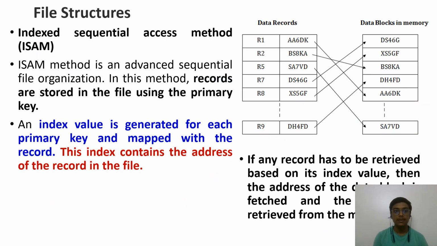Index sequential access method, that is the ISAM. ISAM method is the advanced sequential file organization. In this method, records are stored in a file using the primary key.